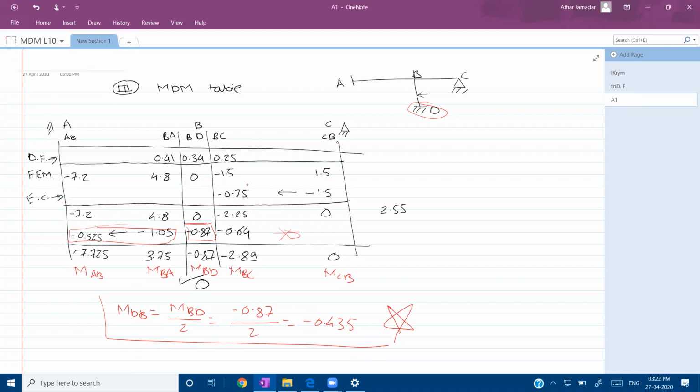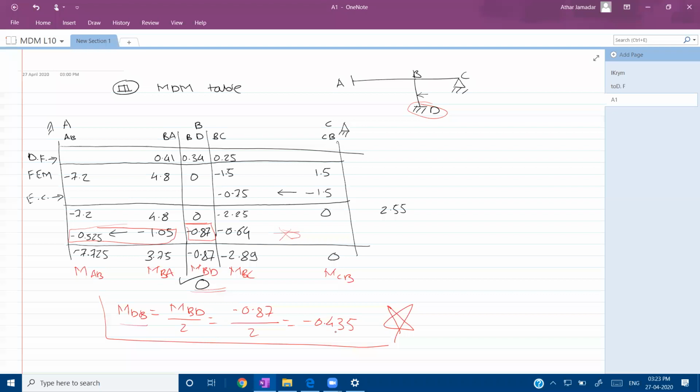Rather than what we are doing, we have first balanced this support B, or point B. After balancing point B, the final moment MDB will be nothing but MBD divided by 2. That means this divided by 2 is the carryover process which we have performed separately. So this MDB is now minus 0.87 divided by 2, which will be equal to minus 0.435.